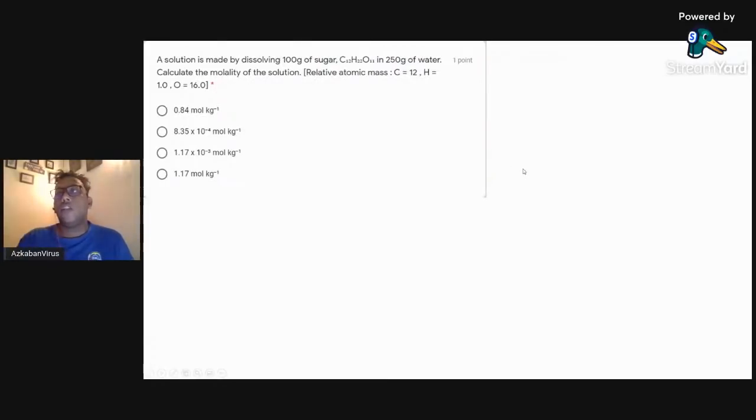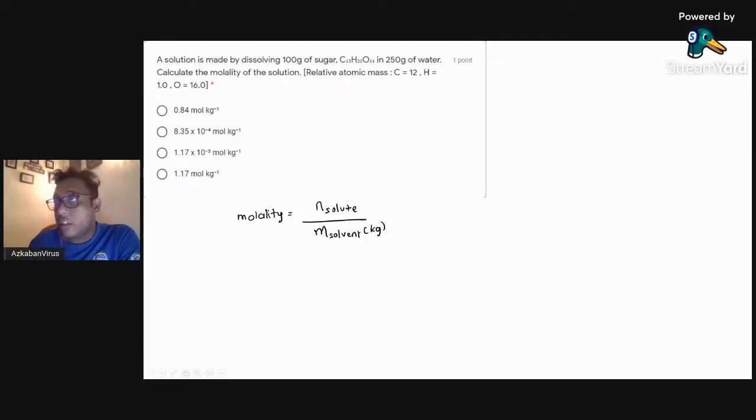A solution is made by dissolving 100 gram of sugar in 250 gram of water. Calculate the molality of the solution. So we want to find the molality. First things first, we need to look back at the molality formula. Molality is equal to mole of solute over mass of solvent in kilogram.